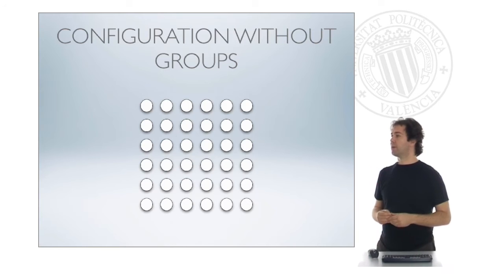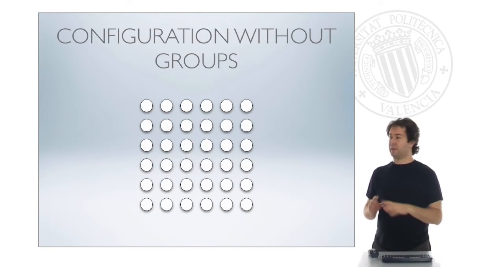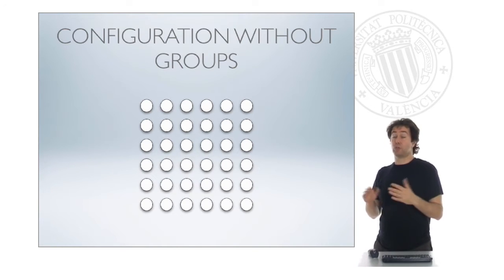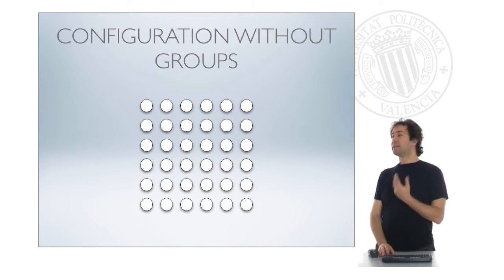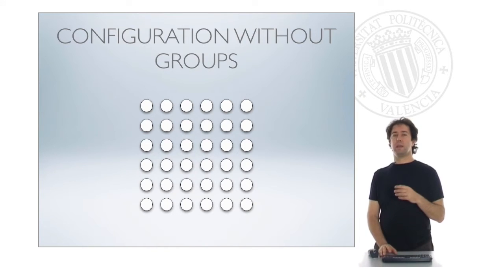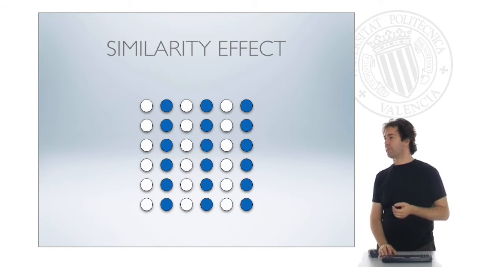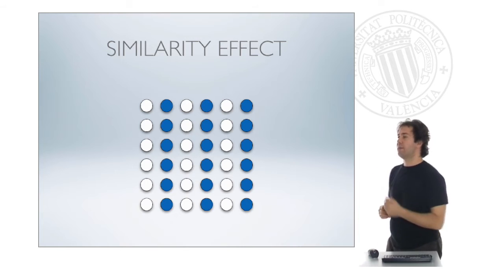Here we can see a configuration with no groups. This is a neutral configuration where we can see a number of circles that form a square, and we don't see any group inside. It's just a plain, neutral configuration. Okay, let's see what happens when we make this difference.